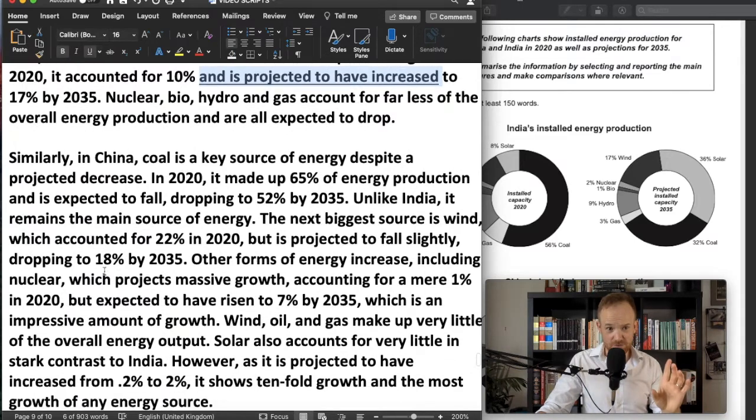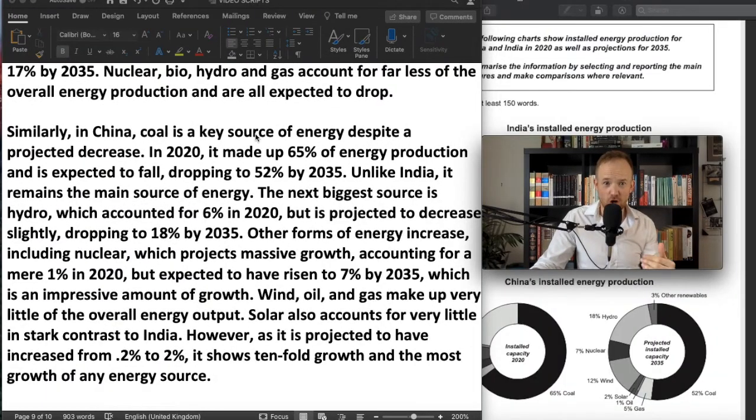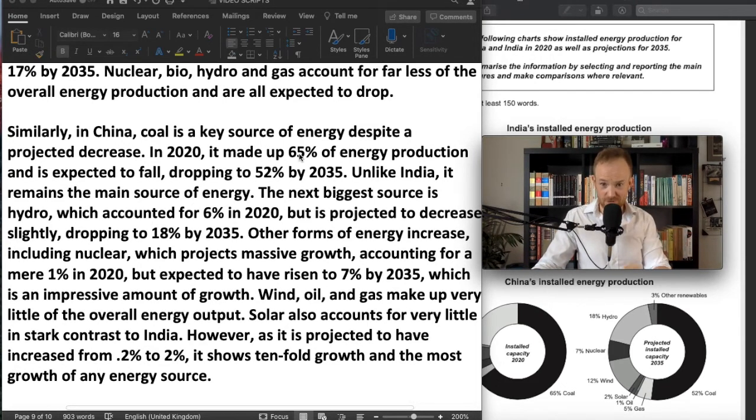Now, moving on to China. Similarly, in China, coal is a key source of energy despite a projected decrease in production. All right, so I've given the overall of China, and I've made a comparison with India with that word similarly. In 2020, it made up 65% of energy production and is expected to fall, dropping to 52% by 2035. Then, unlike India, it remains the main source of energy. So remember, in India, it was no longer the main source. In China, it will be.